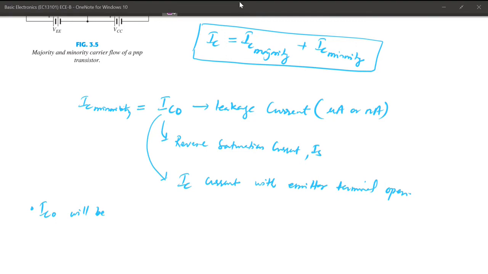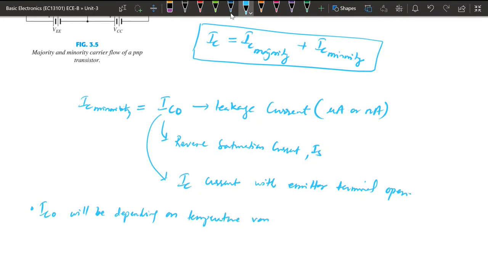So as it is because of the minority charge carriers, ICO will be depending on temperature variations. Okay, and we can just see this IS was doubling every 10-degree rise in temperature. Okay, so similar effect will be there in ICU also. So ICU will be depending on the temperature. That means for every 10-degree rise in temperature, it will be doubling.